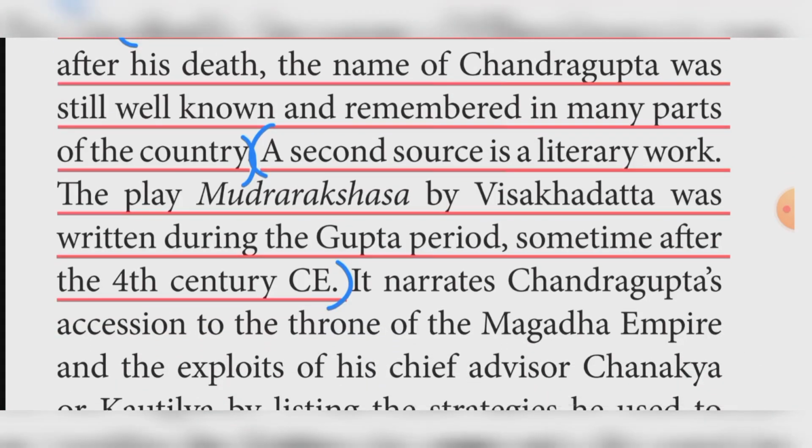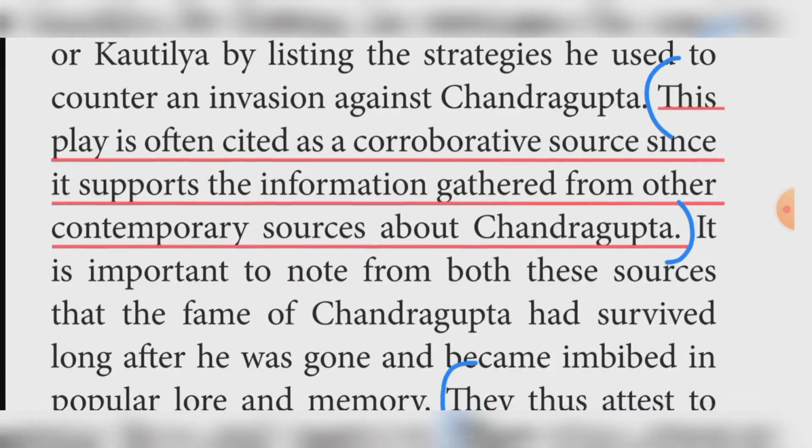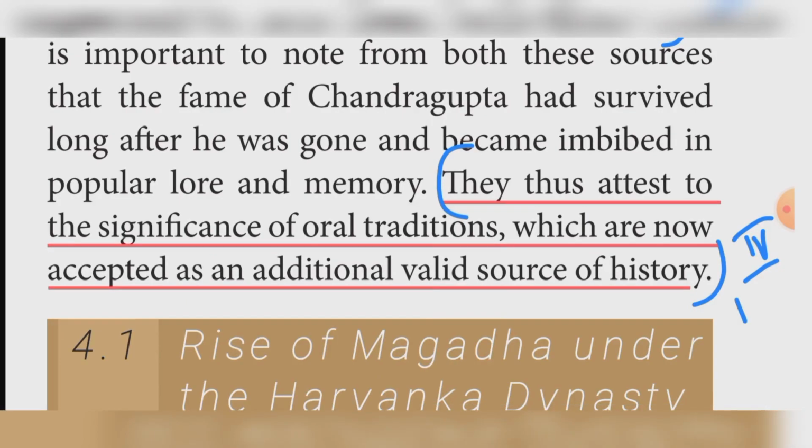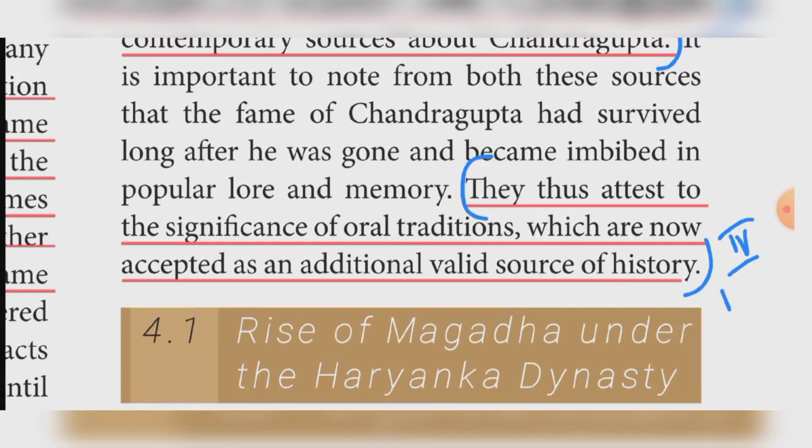Next point, a second source is a literary work. The play Mudra Rakshasa by Visakhadatta was written during the Gupta period, sometime after the 4th century CE. Next point, this play is often cited as a corroborative source as it supports the information gathered from other contemporary sources about Chandragupta. Last point, that thus attests to the significance of oral traditions which are now accepted as an additional valid source of history. Okay, write the answer to the first question.